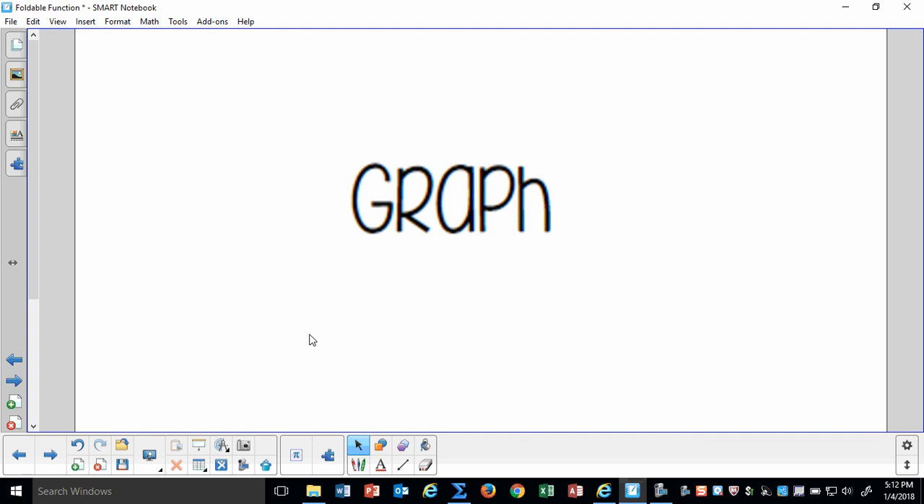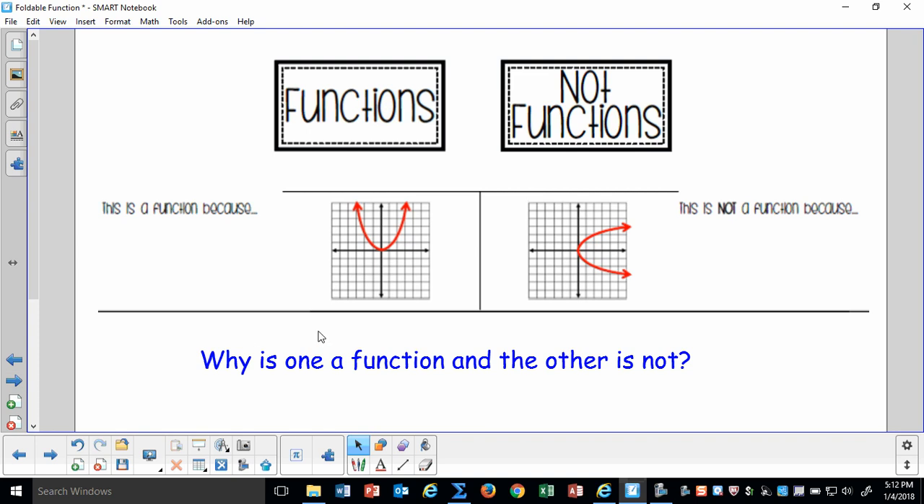And our last example is looking at a graph. The graph on the left side is a function. The graph on the right side is not a function. Again, think to yourself, why is one a function and the other is not?